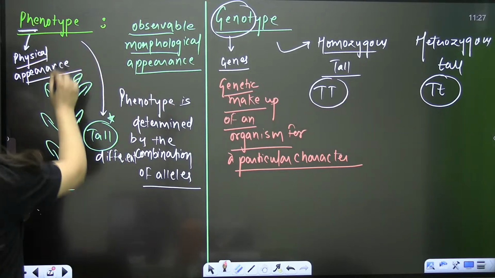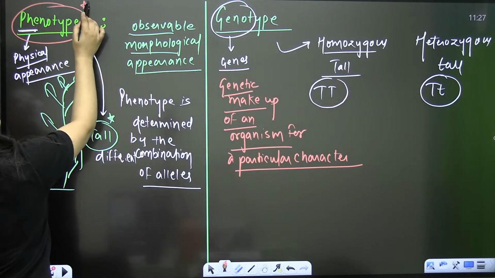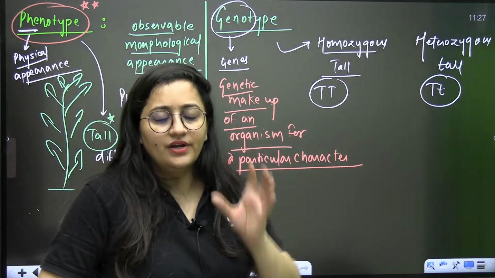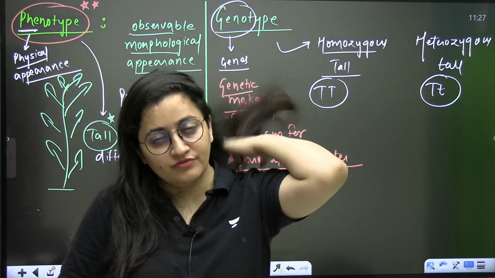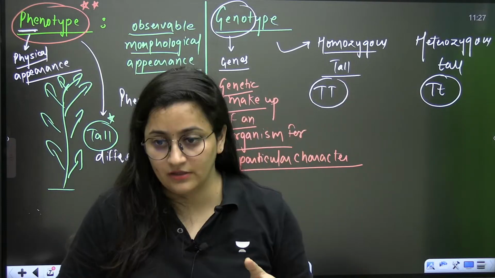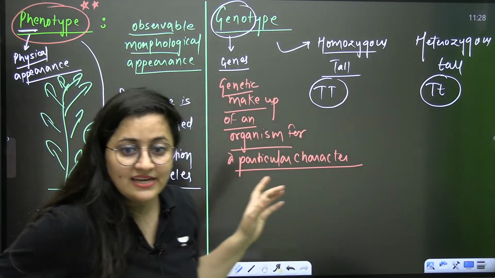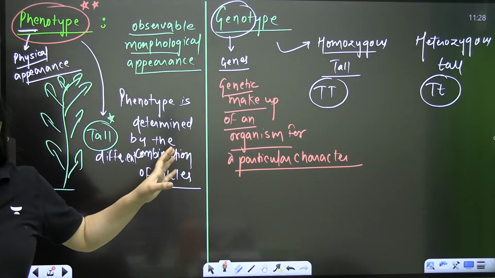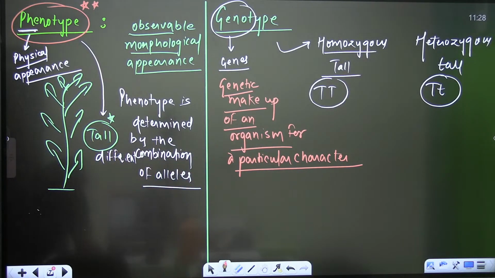And let me tell you, when you are talking about the phenotype, even the environment is going to affect it. No doubt it depends upon the genes, the composition of the genes, but the environment is also going to play a role. So it can get affected by the environment. But here, for genotype, it is not. Done?